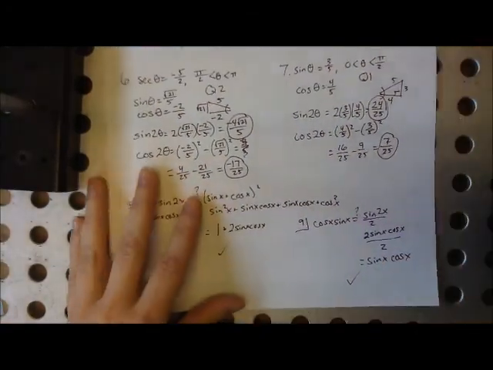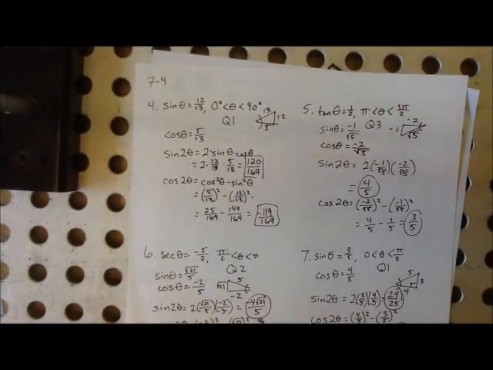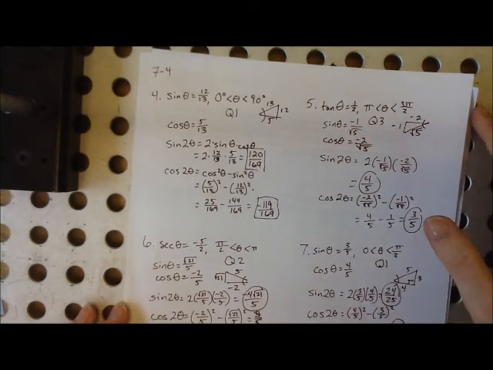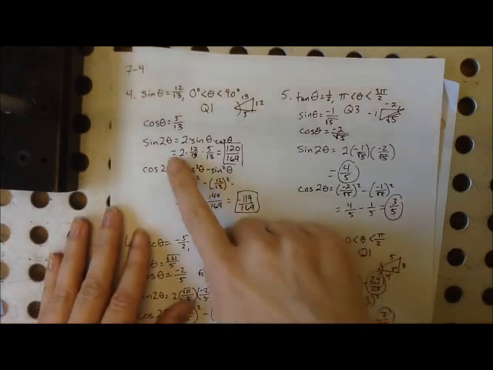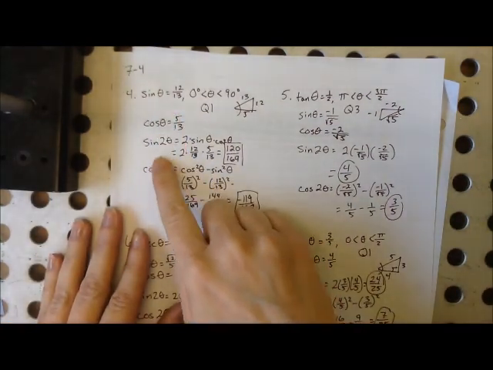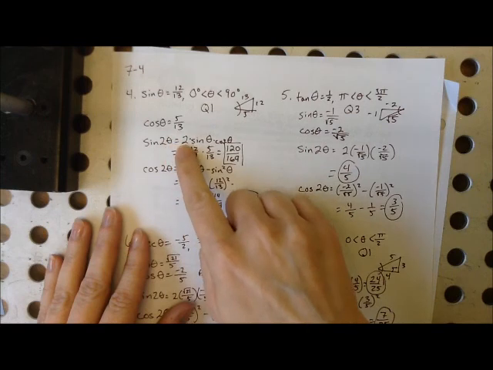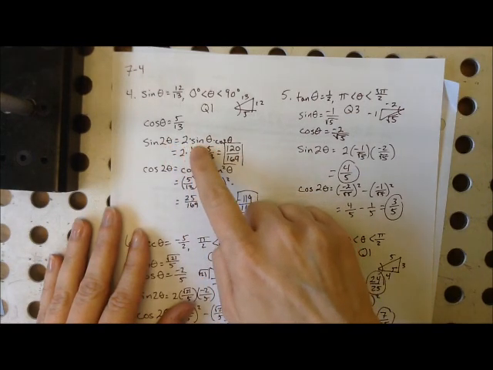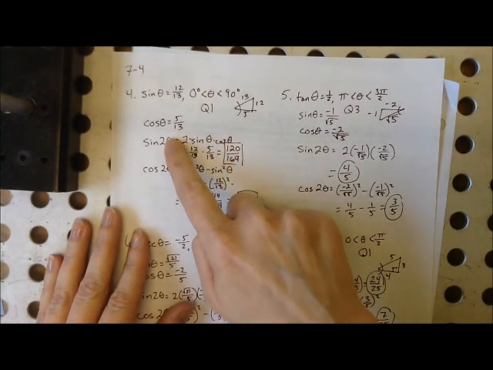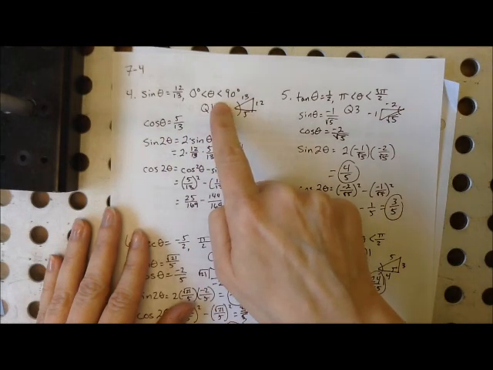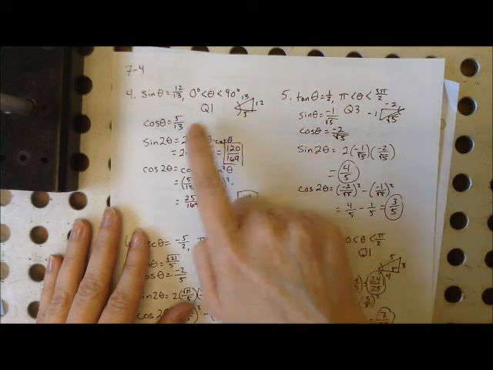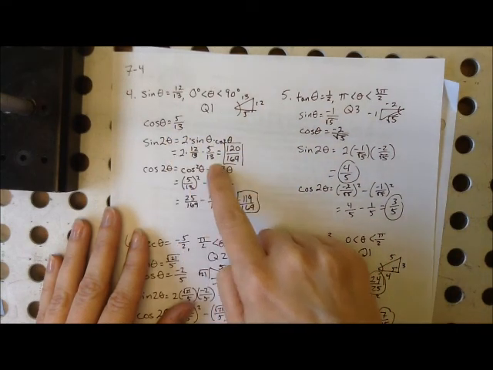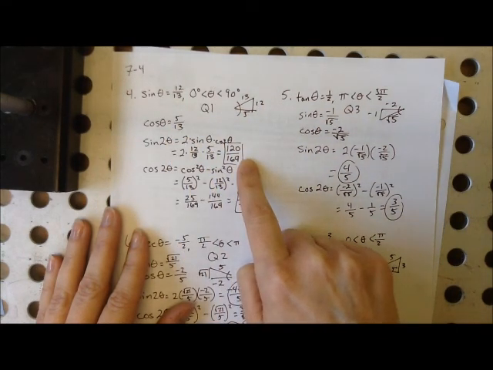7.4 page. Okay, this one again, they're giving you one value where you need both of them. This time, the quadrants are not all 1, so I want to be clear about this. So we need to find sine 2 theta and cosine 2 theta. Sine 2 theta, the formula is 2 sine theta cosine theta. So we've got to find cosine. We're in quadrant 1, so we actually don't need to worry about negatives. Draw the triangle, find the missing side, find cosine, plug into the formula, 120 over 169.